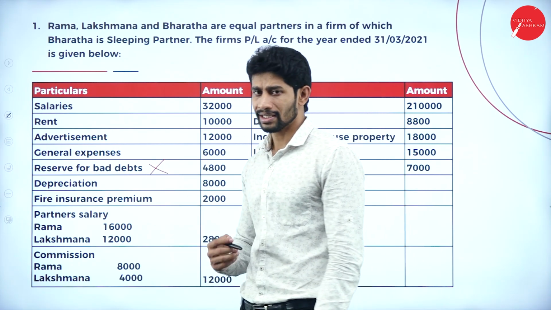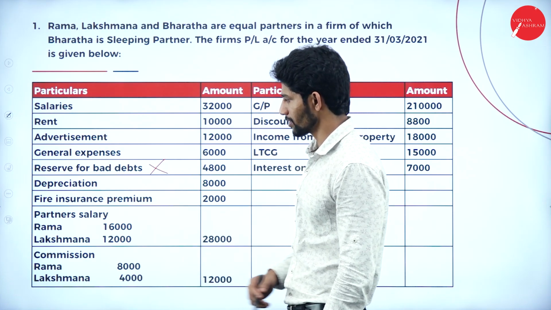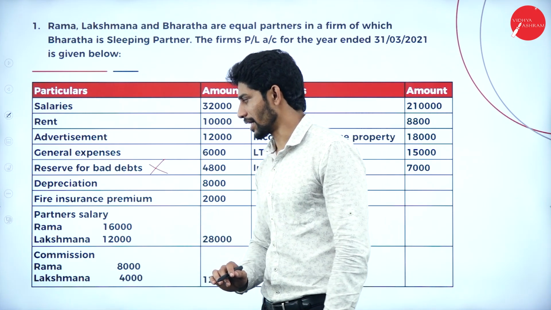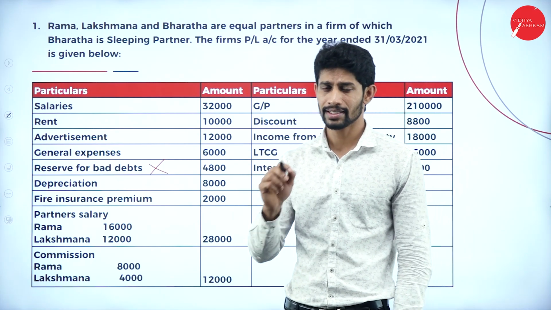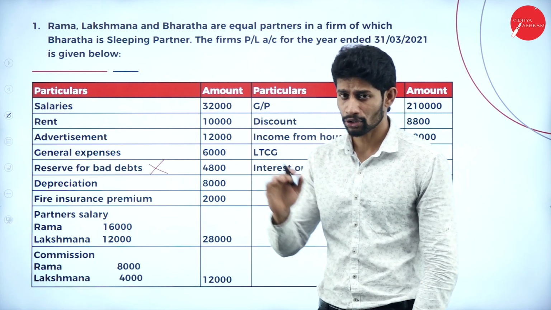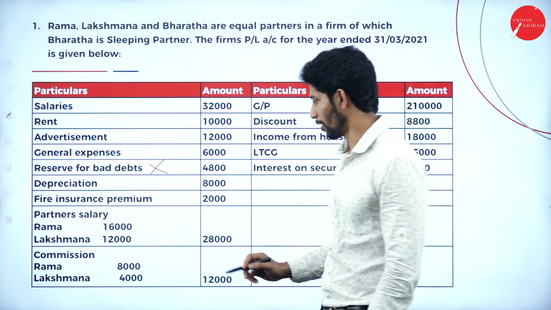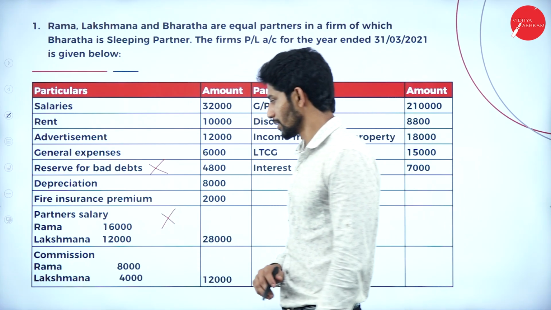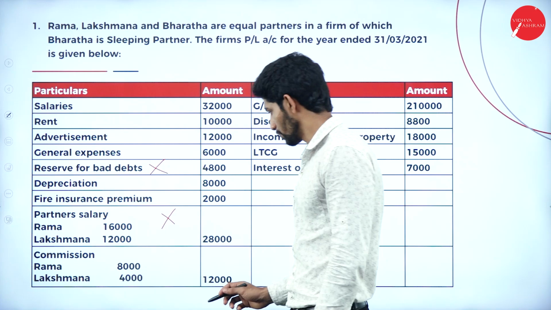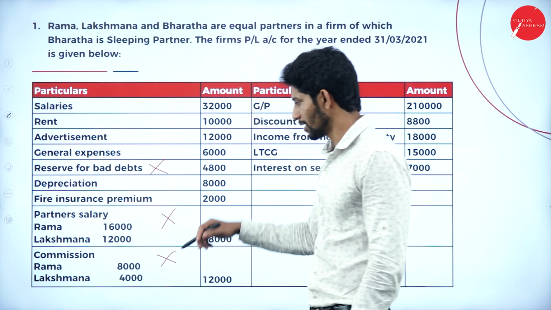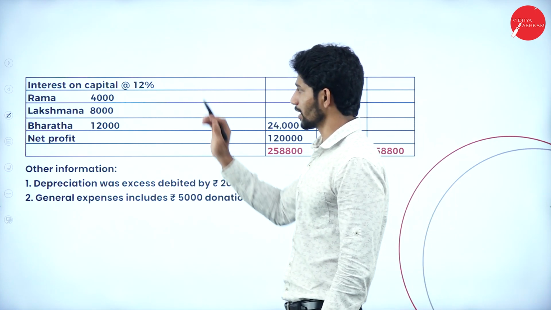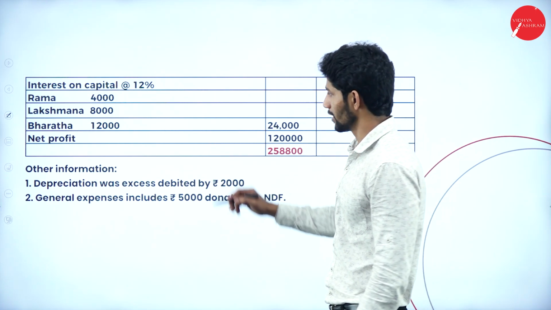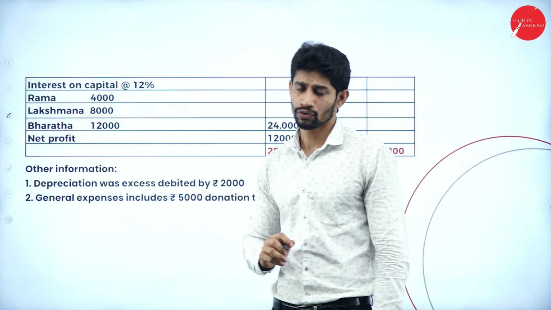Next, depreciation relating to business, fire insurance, business, salary to partners. Yes, any salary, bonus, commission paid to partners should be added back to the net profit. So salary to partners, you are supposed to add back, that is not a business expenditure. Commission to partners, add back to the net profit. And interest on capital, at 12%.